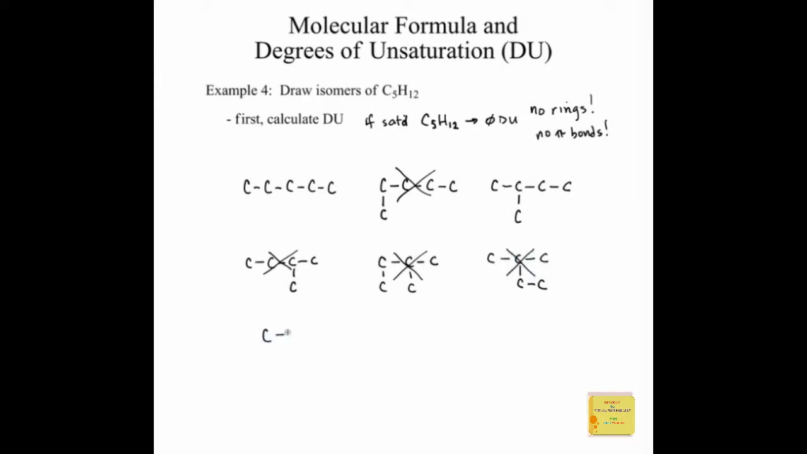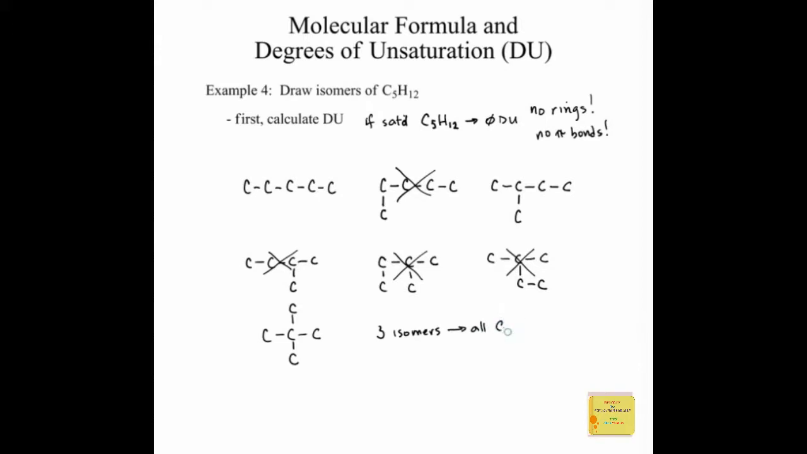The last arrangement we can have is having the 3 carbons and then putting both carbons on the middle carbon. This now would be a unique arrangement of the carbon atoms. So it's just these 3 possible isomers. There are 3 isomers. They are all C5H12.